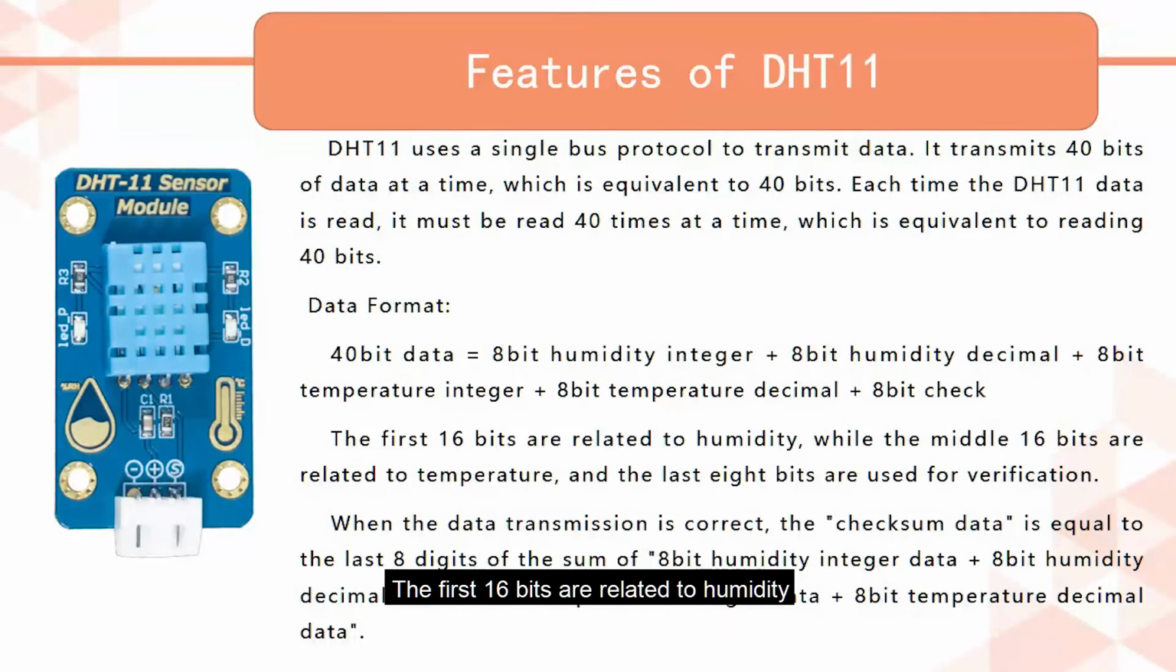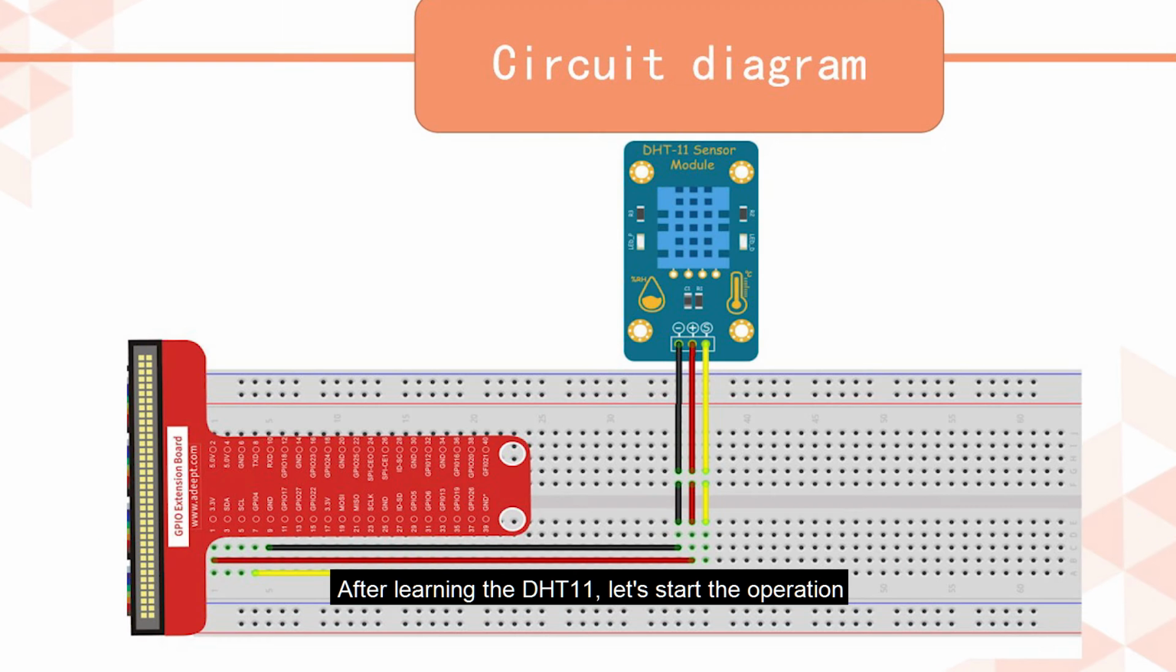The first 16 bits are related to humidity, the middle 16 bits are related to temperature, and the last 8 bits are used for verification. When the data transmission is correct, the checksum data is equal to the last 8 bits of the sum of the 8-bit humidity integer data plus the 8-bit humidity decimal data plus the 8-bit temperature integer data plus the 8-bit temperature decimal data. After learning about the DHT-11, let's start the operation.